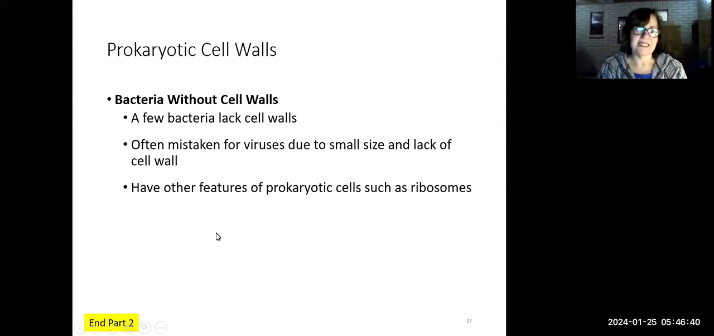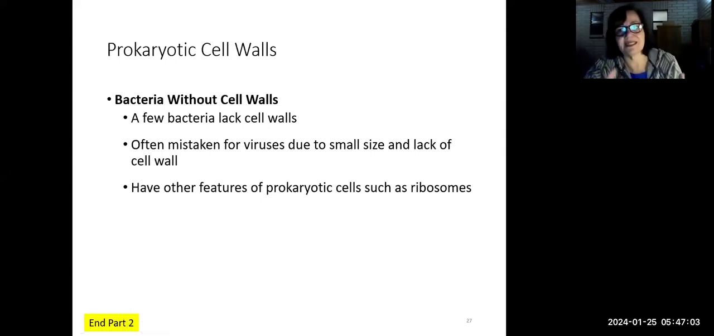And then finally, there are a few bacteria that lack cell walls. They're really tiny and they're often mistaken for viruses because they're so small and they don't have a cell wall. Unlike viruses, they do have other features of prokaryotic cells, such as ribosomes, and that's how we know they're actually bacteria: they share some structures in common with bacteria, but don't have that cell wall.